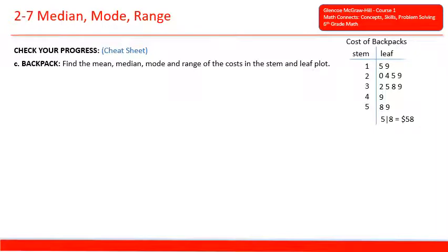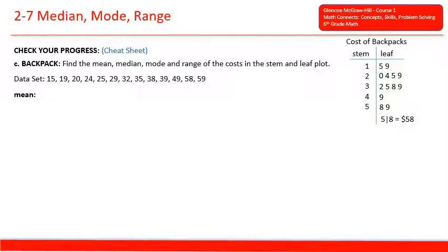Check your progress. Find the mean, median, mode, and range of the costs in the stem and leaf plot. So this one will be a little easier to pull the numbers out than the bar graph because it's very clear to us what the numbers are, right? So we go 15, 19, 20, 24, 25, 29, 32, 35, 38, 39, 49, 58, and 59. And we know that because if we look at the key on the stem and leaf plot, it says 5|8 equals 58. So we know that the stems are the 10s and the leaves are the 1s.